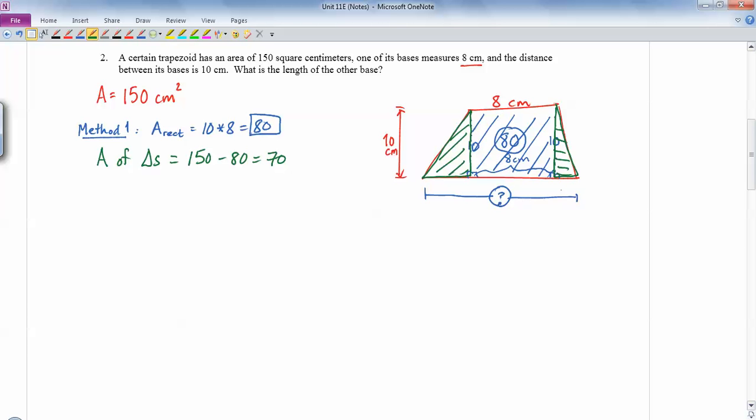So here's what I'm going to do. I'm going to take these two green triangles and squeeze them together. If I do that, it looks like this. 10 for the height. I'm not sure what the base is, so I'll call that X.